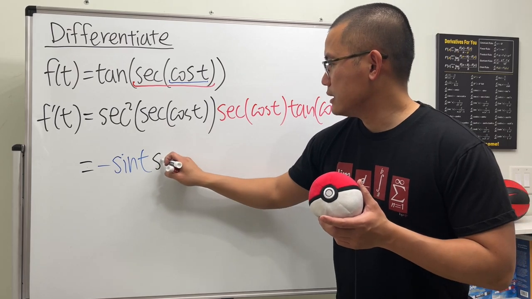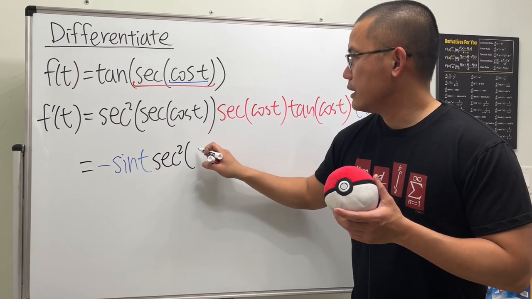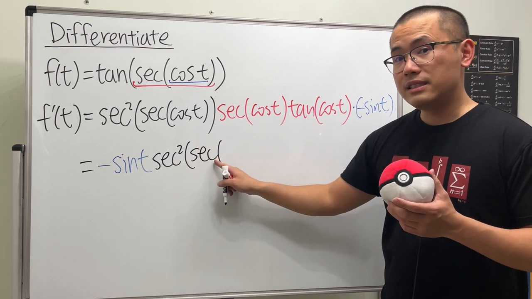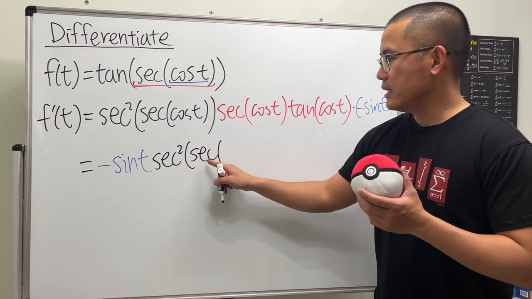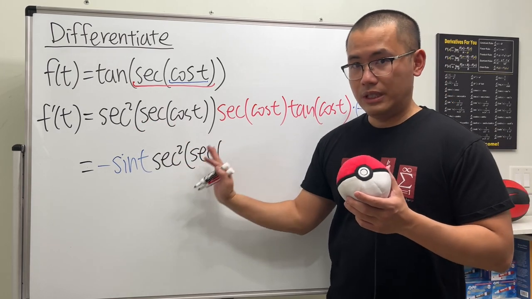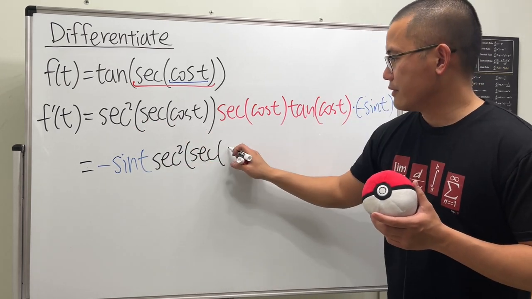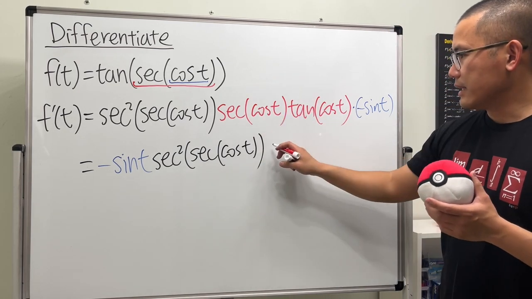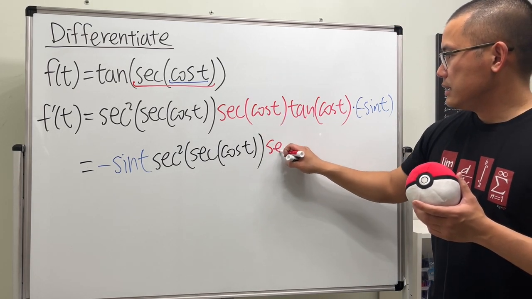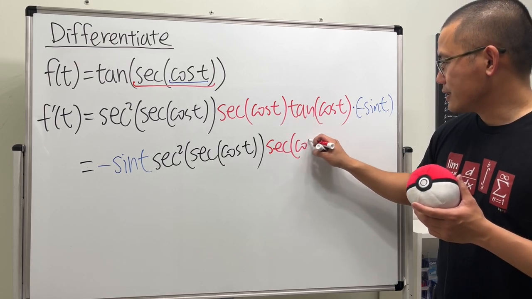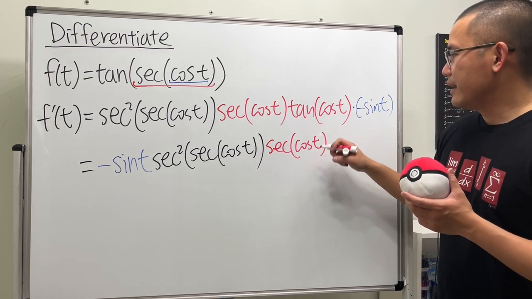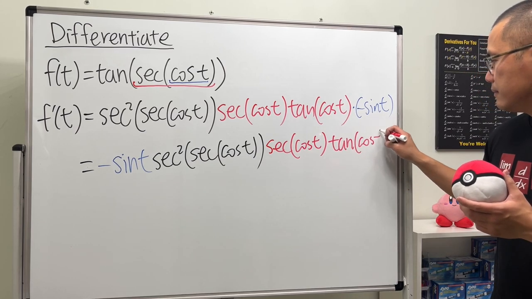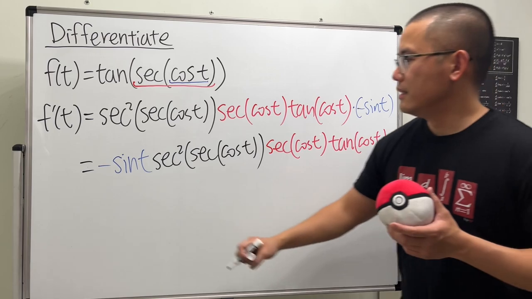So just put down secant squared of secant. I know this is crazy, secant, but this is not secant to the third power, because this is the input of that. So keep it as it is. And then here we have cosine t, parentheses, parentheses. Lastly, we have that, which is secant of cosine t, and then tangent cosine t. Yeah, this is definitely enough.